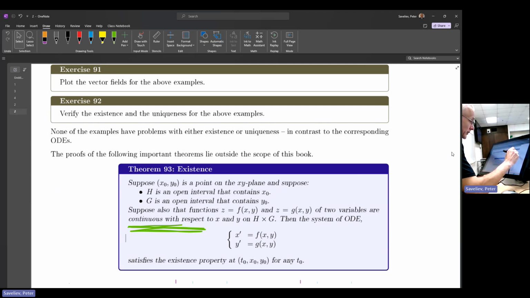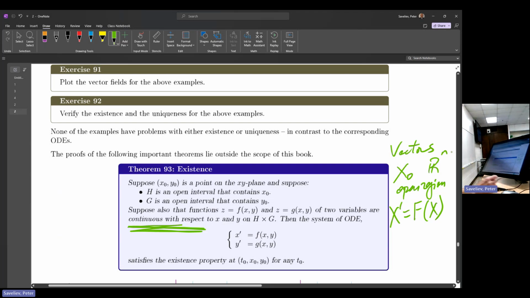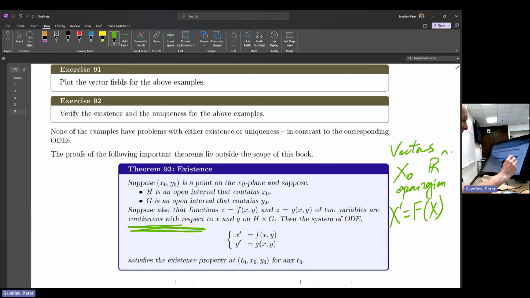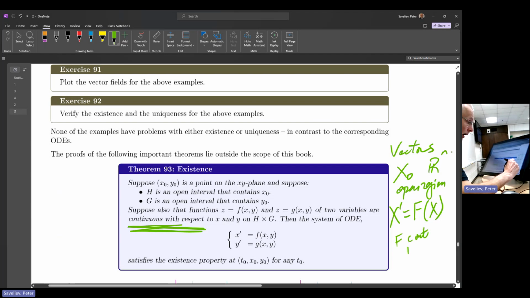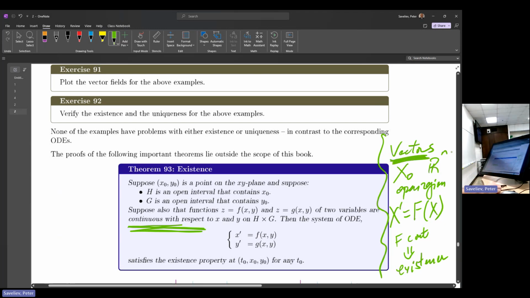So for example, if I were to translate into vectors here, this x naught is a point in Euclidean space of possibly dimension n, and then we have some kind of open region. Okay, and then what we have is, say, x prime is equal to f of x. This is my vector differential equation, x once again being a multidimensional parametric curve, and then we're saying that f continuous implies existence. Okay, so as you can see, except for making f and x capitalized, the theorem itself is almost identical to dimension 1.